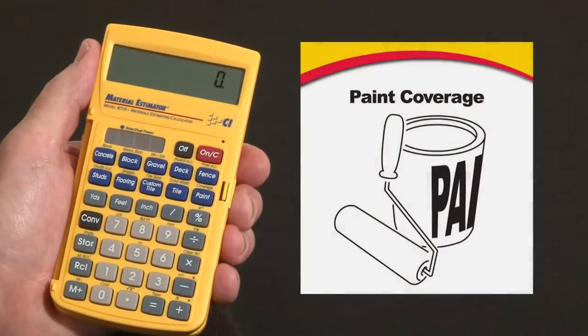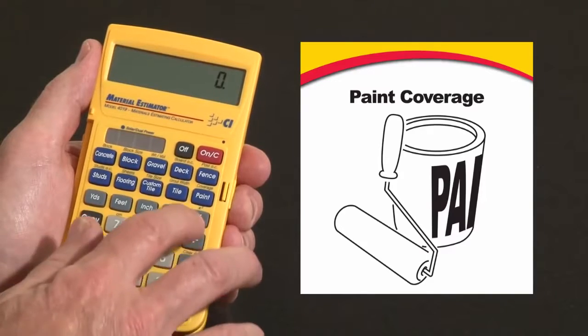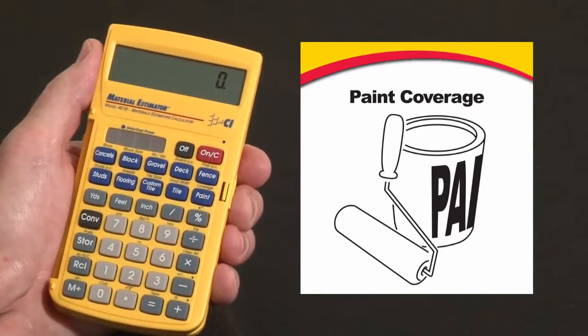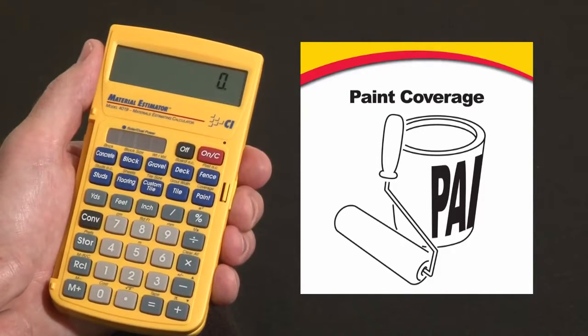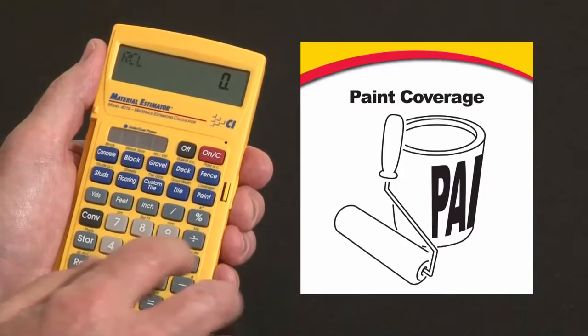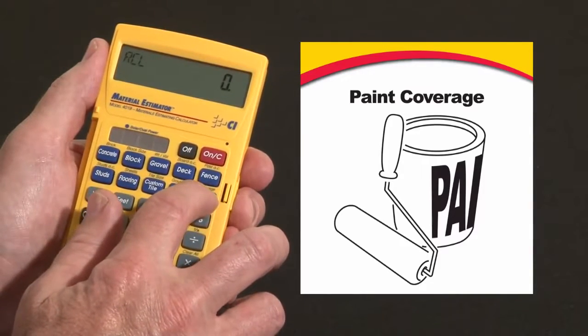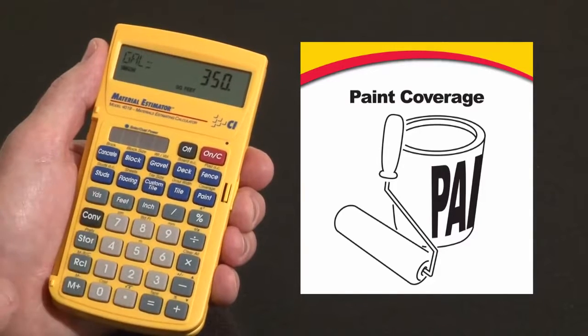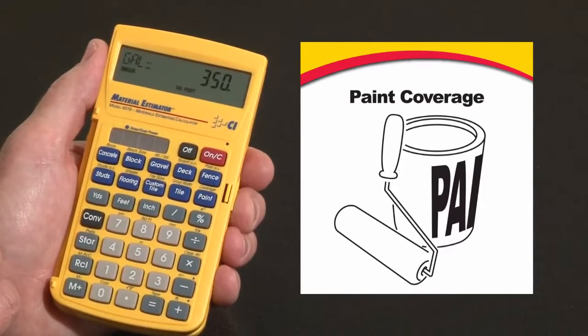Now let me show you how to use your Material Estimator's paint function to determine how many gallons, quarts, or pints of paint are required for any surface area and at any coverage rate. To start off, the default coverage rate in the calculator is over the paint key where it says coverage, so I hit recall coverage. 1 gallon covers 350 square feet. We'll use that for now, but we can change that very easily as well.